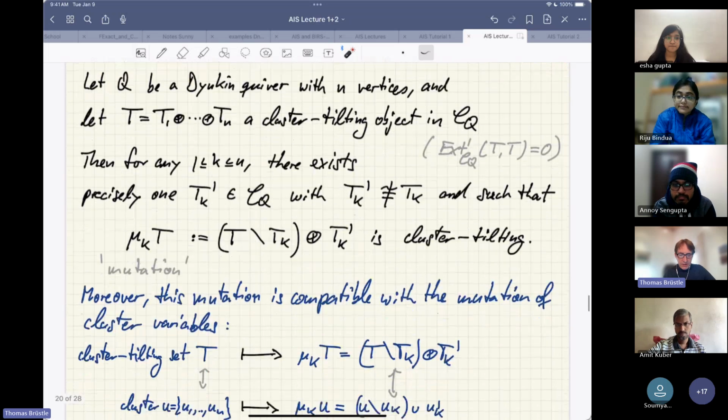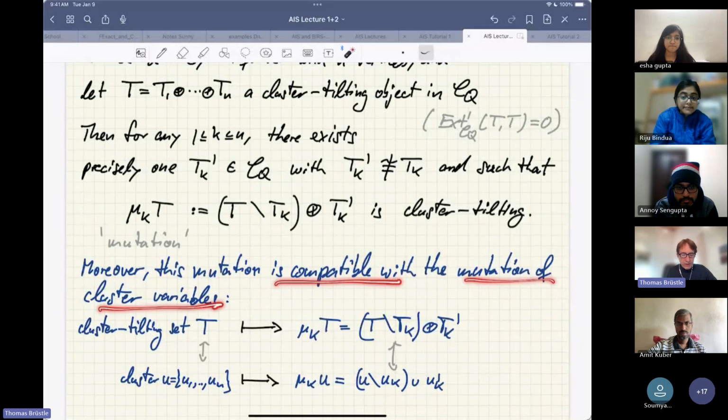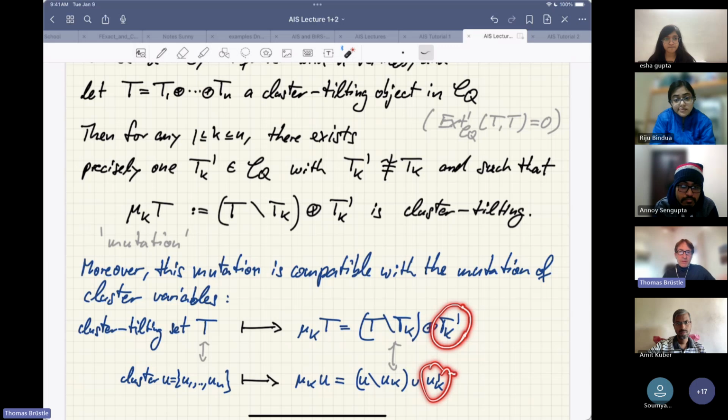And under the bijection of Fomin-Zelevinsky, this mutation is compatible with the mutation of cluster variables. So if the cluster tilting object T corresponds to some cluster U, and I mutate the cluster by replacing cluster variable Uk by cluster variable Uk prime, I do get the same thing if I perform the mutation here, and then I find a new variable corresponding to this Tk prime. This will be exactly the Uk prime. So these two processes work together very well.